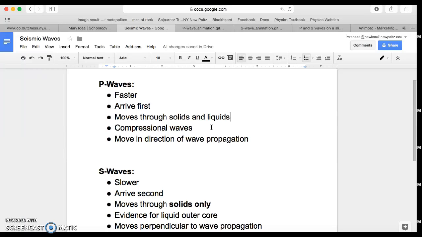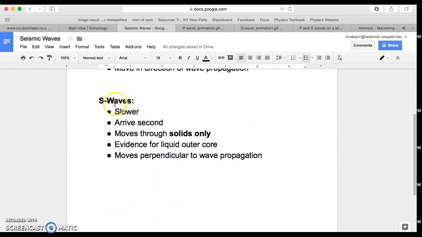And they are also called compressional waves because they constantly pull and push. So think of glass, and if you hear lightning strike, you feel the thunder move on the glass. So you can think of that as compression. And they move in the direction of wave propagation, or the direction that the wave is traveling.